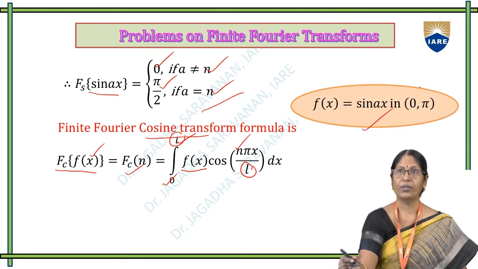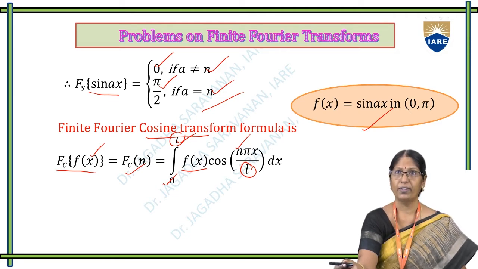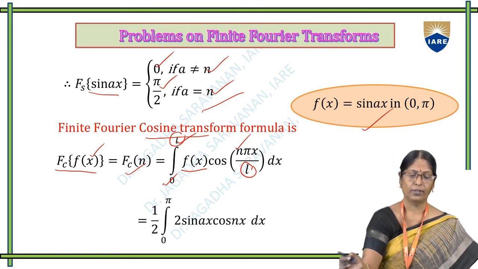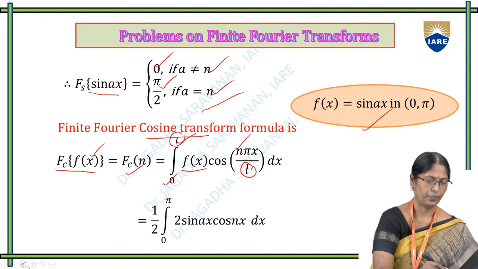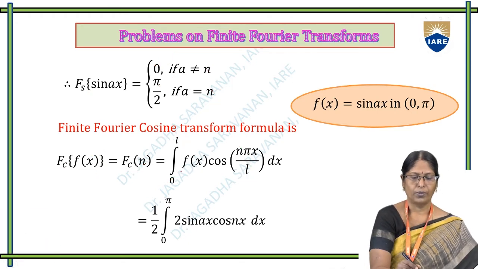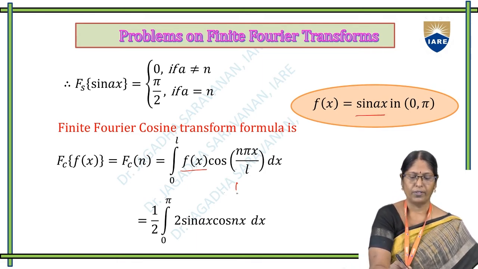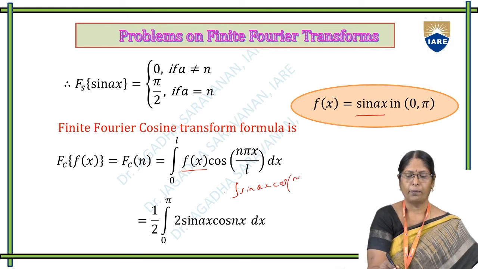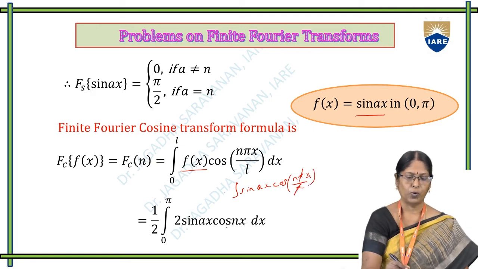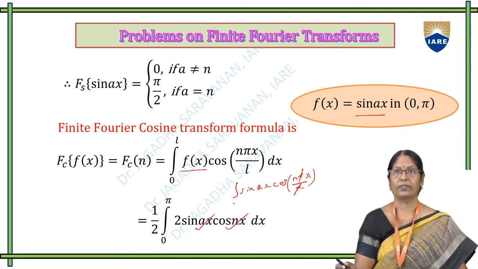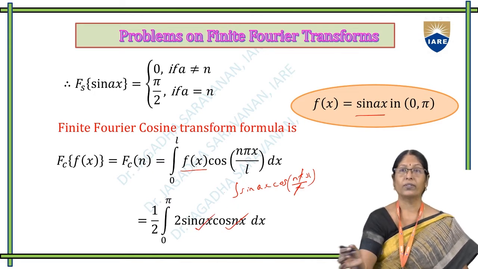So this is our function, f of x equal to sine ax. That's what we are concentrating on. The second part we are going to do now. So this is our f of x here, and we will replace it. Cos of n pi x by pi, this pi gets cancelled. That's what is written: cos nx sine ax. So sine ax cos nx.